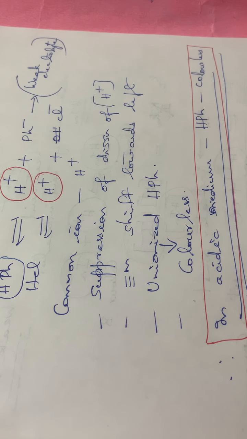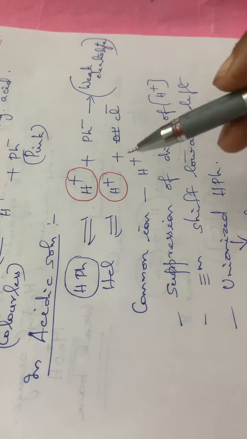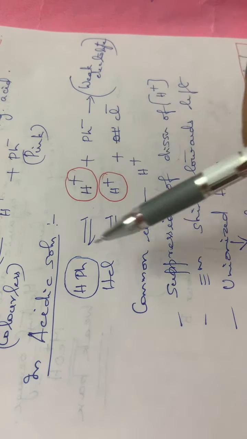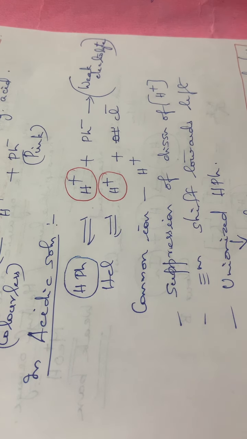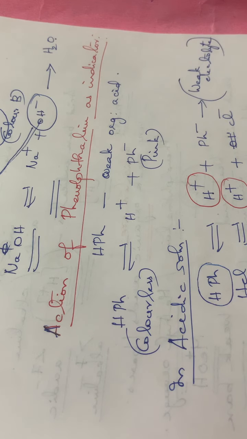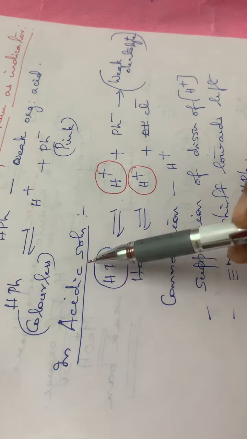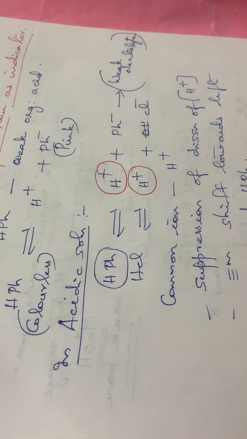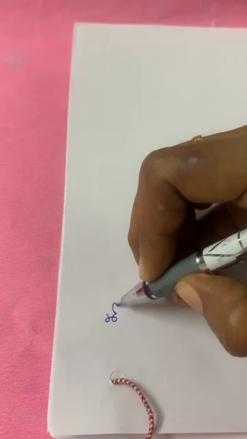So this is the explanation for phenolphthalein as an indicator with respect to Ostwald's theory of acid-base indicators. Hope you are clear with this action of phenolphthalein. You have to study in detail the explanation of this action of phenolphthalein as an indicator. Then the next is action of phenolphthalein as an indicator in alkaline solution.